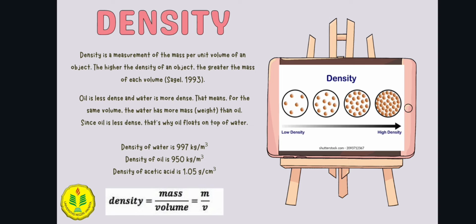In addition, the density of water is 997 kilograms per cubic meter, the density of oil is 950 kilograms per cubic meter, and the density of acetic acid is 1.05 grams per cubic centimeter. The formula of density is defined as mass per volume.